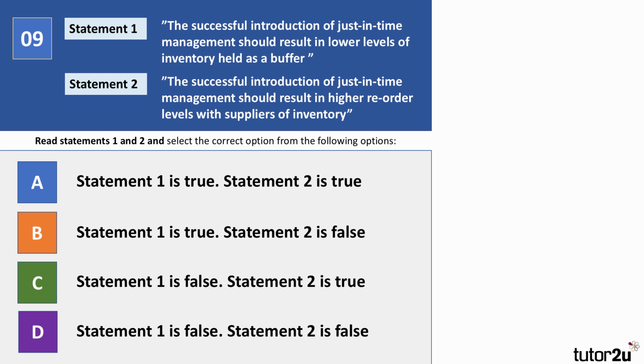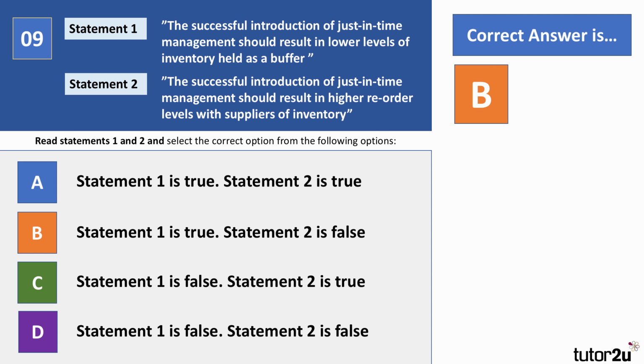So that's true. And statement 2, well, that's not correct. The introduction of just-in-time should result in lower reorder levels. You don't need to reorder at a high level of inventory. You can afford to allow your inventory to be pretty low. In fact, in many cases, almost zero for just-in-time. The idea there is that your inventory arrives just as you need it. Okay, so statement 1 is true. Statement 2 is false. Therefore, the answer is B.